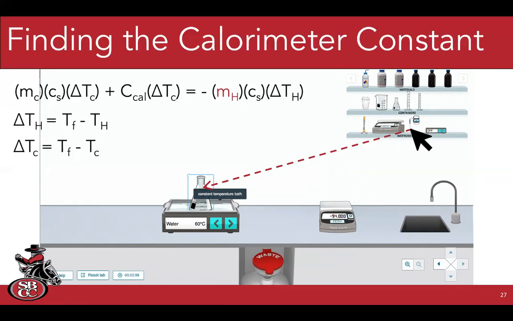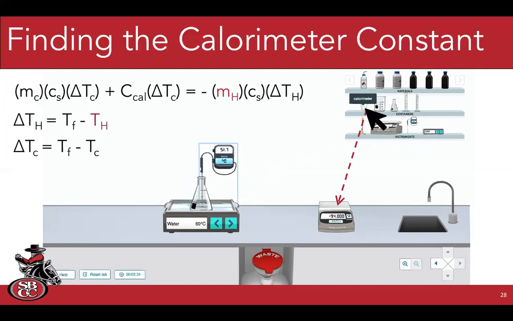But we need to make sure that we have a very good idea of what T hot is, not just the bath that it's sitting in. So make sure that you do that. See, 51.7, we're not there yet. But while it's heating up, we can get going with our calorimeter.